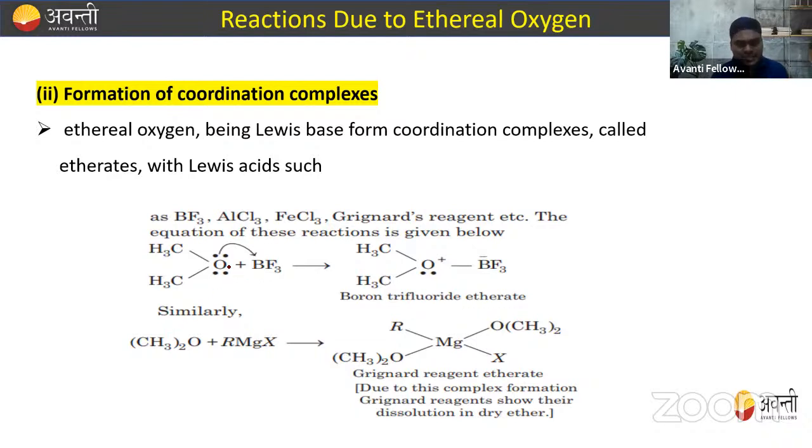This is CH3, CH3O. This is the ether, and this oxygen has a lone pair of electrons. Now this BF3 is the Lewis acid. It strongly wants electrons because it has only 6 electrons in the boron atom. So it wants to get an electron from somewhere, so they form complexes. How do they form complexes? Look carefully.